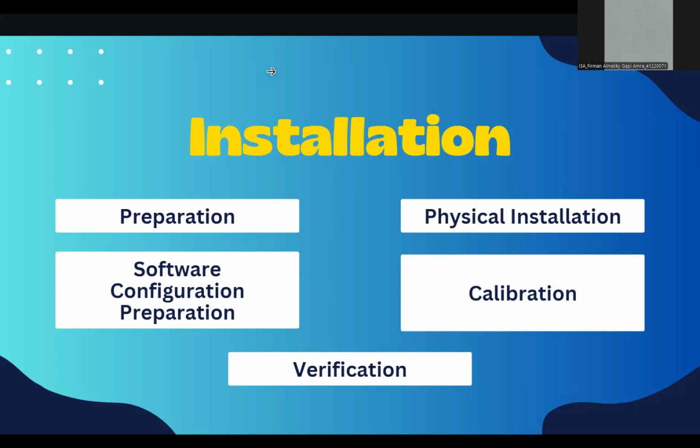Next one is software configuration. In this step, the analyzer may require specific software for operation and data management. This step involves installing and configuring any necessary software on a connected computer system. Talking about calibration, we're gonna explain in the next slide.